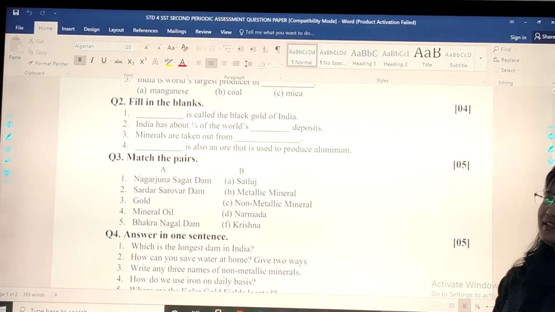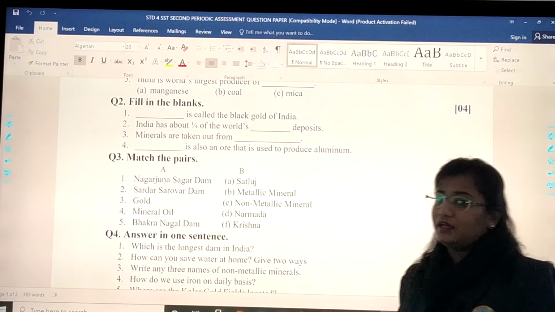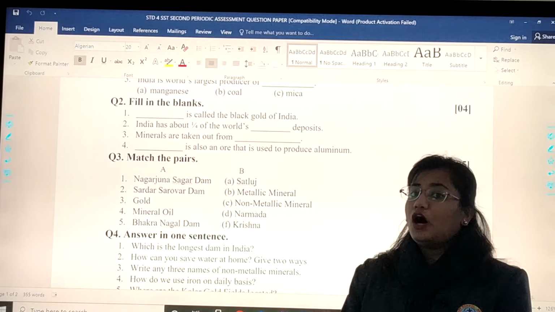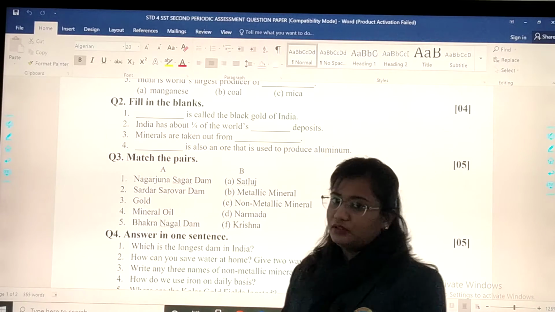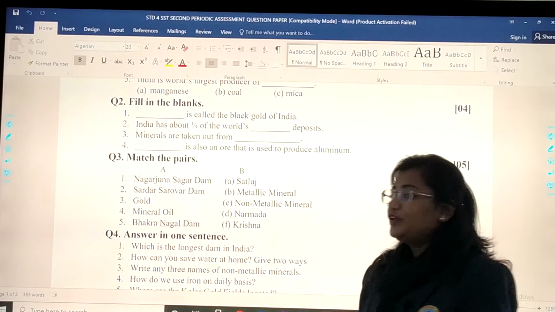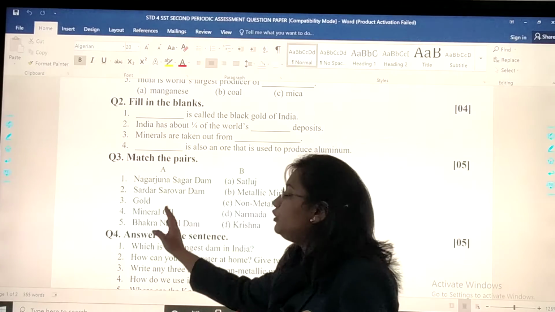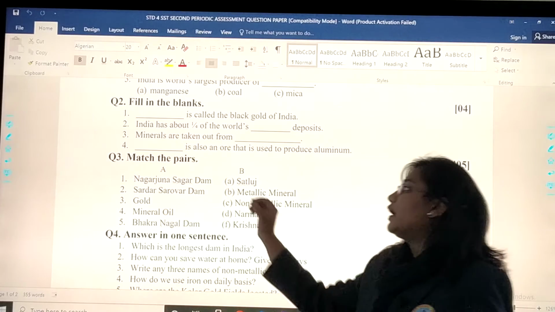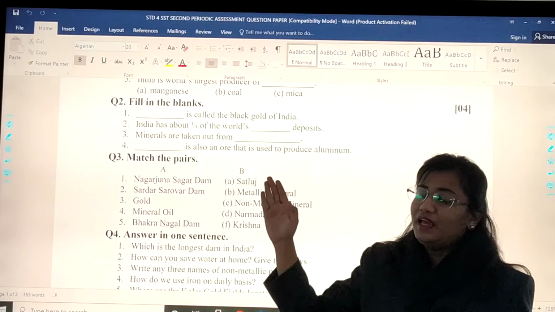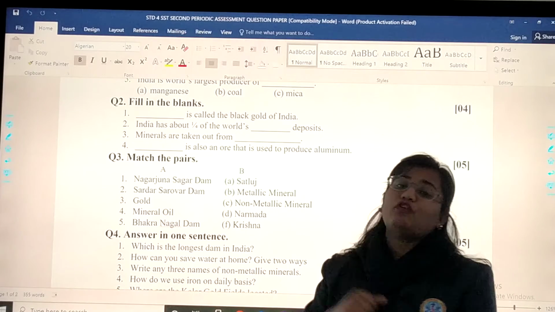Match the pairs. Easy peasy, right? 2 columns are given over here, column A and column B. You need to match the pairs. And dear children, how will you be doing that? For example, the first one is Nagarjuna Sagar Dam. You will be matching it by writing the correct answer in front of it itself. Okay? You will write Nagarjuna Sagar Dam. You will put a small dash and in front of it you will write the correct answer. You will not draw lines for matching it. Okay?